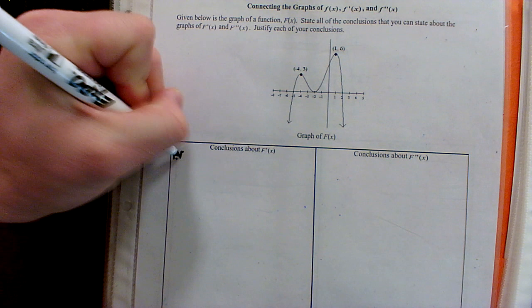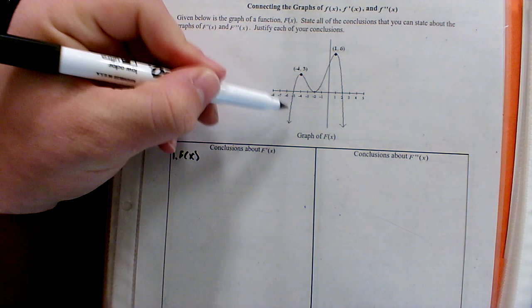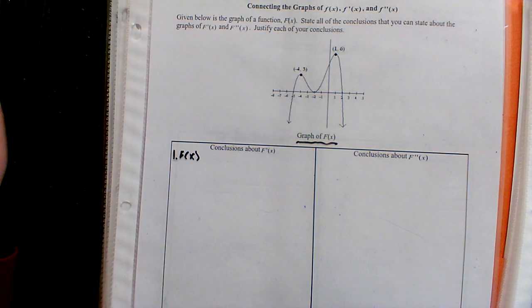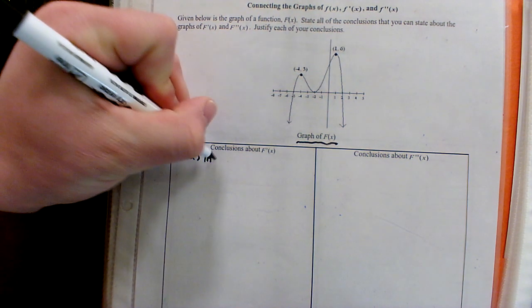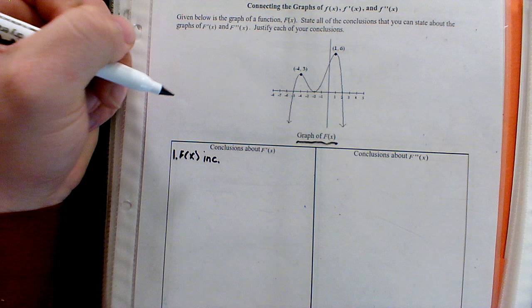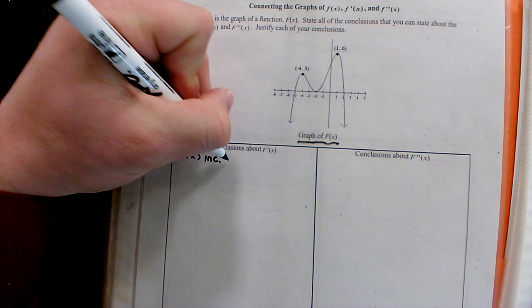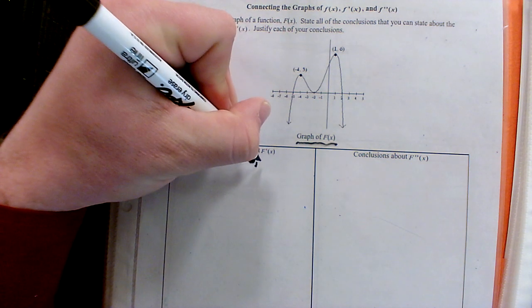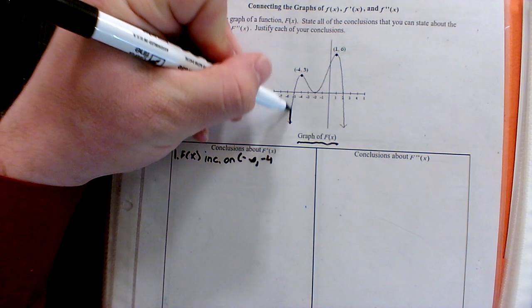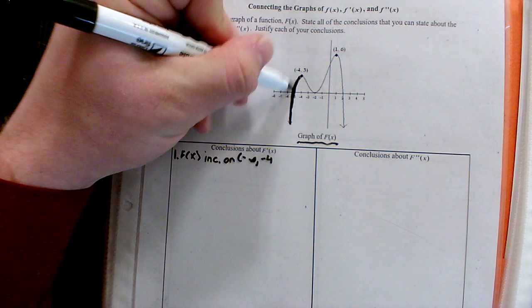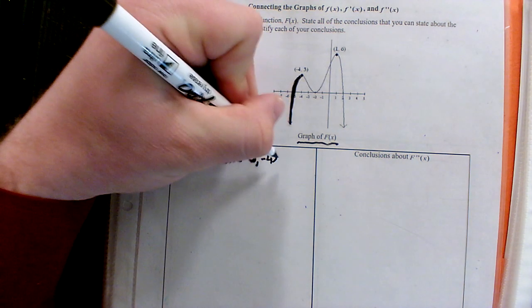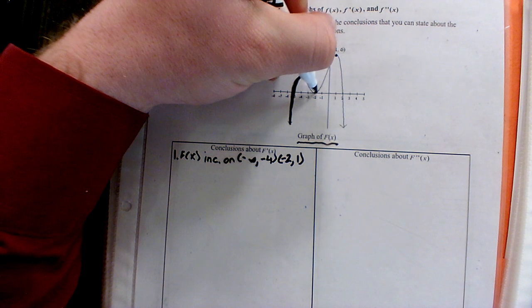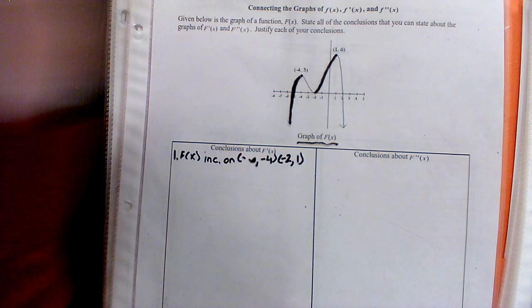So the first one, we know that f of x, because this graph that we are given here for the first problem, this is the graph of f of x, okay? So f of x increases on the interval negative infinity to negative 4. So from here to here, it's increasing. And also from negative 2 to 1, it's also increasing right there.